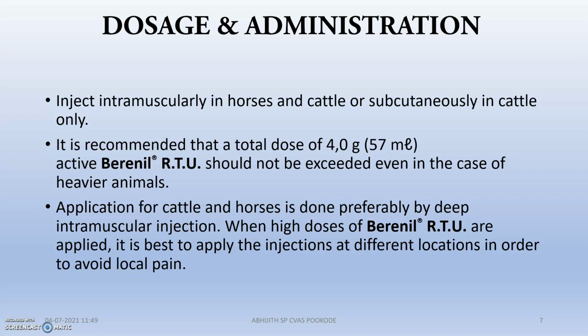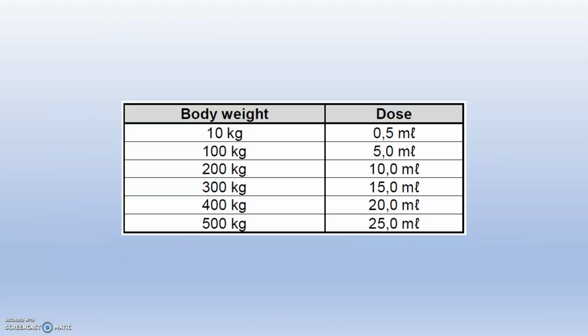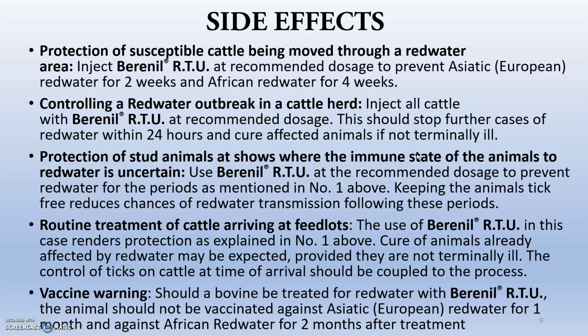So, the application. Whenever we are going for higher doses, we should find many areas in the animal body so that pain will be less. We can avoid the local pain, so we have to find different locations for injection. So this is the dose. For a 10 kg animal, we have to go for 0.5 ml. So eventually for 100 kg we will be going for 5 ml.